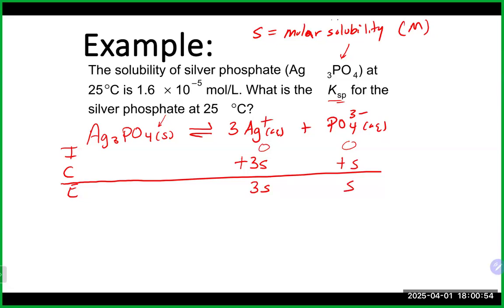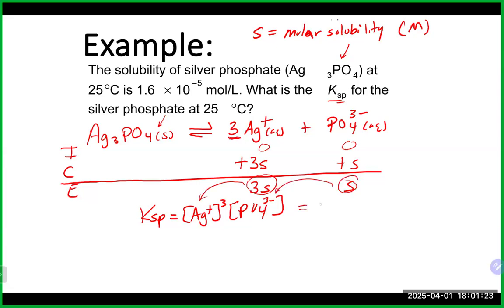Now, when I am ready to put this into my KSP expression, my KSP expression is going to be our product here, which is our silver. Once again, we do need to cube it because of the coefficient, times our PO4 3-. So just like normal, we would take these guys and we would drop them in. And this will give me 3s cubed times s equals my KSP, which obviously in this case I do not have. First off, any questions so far?